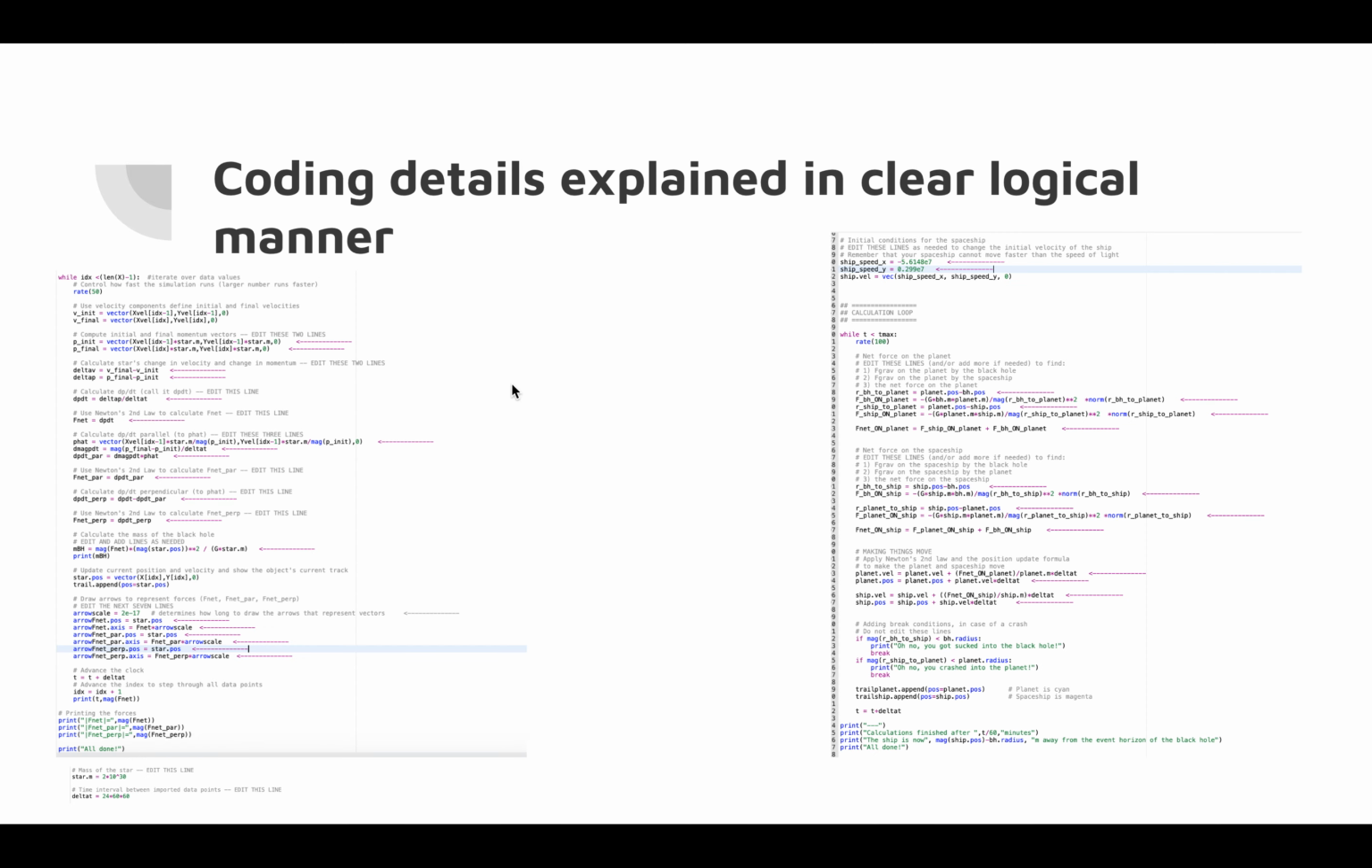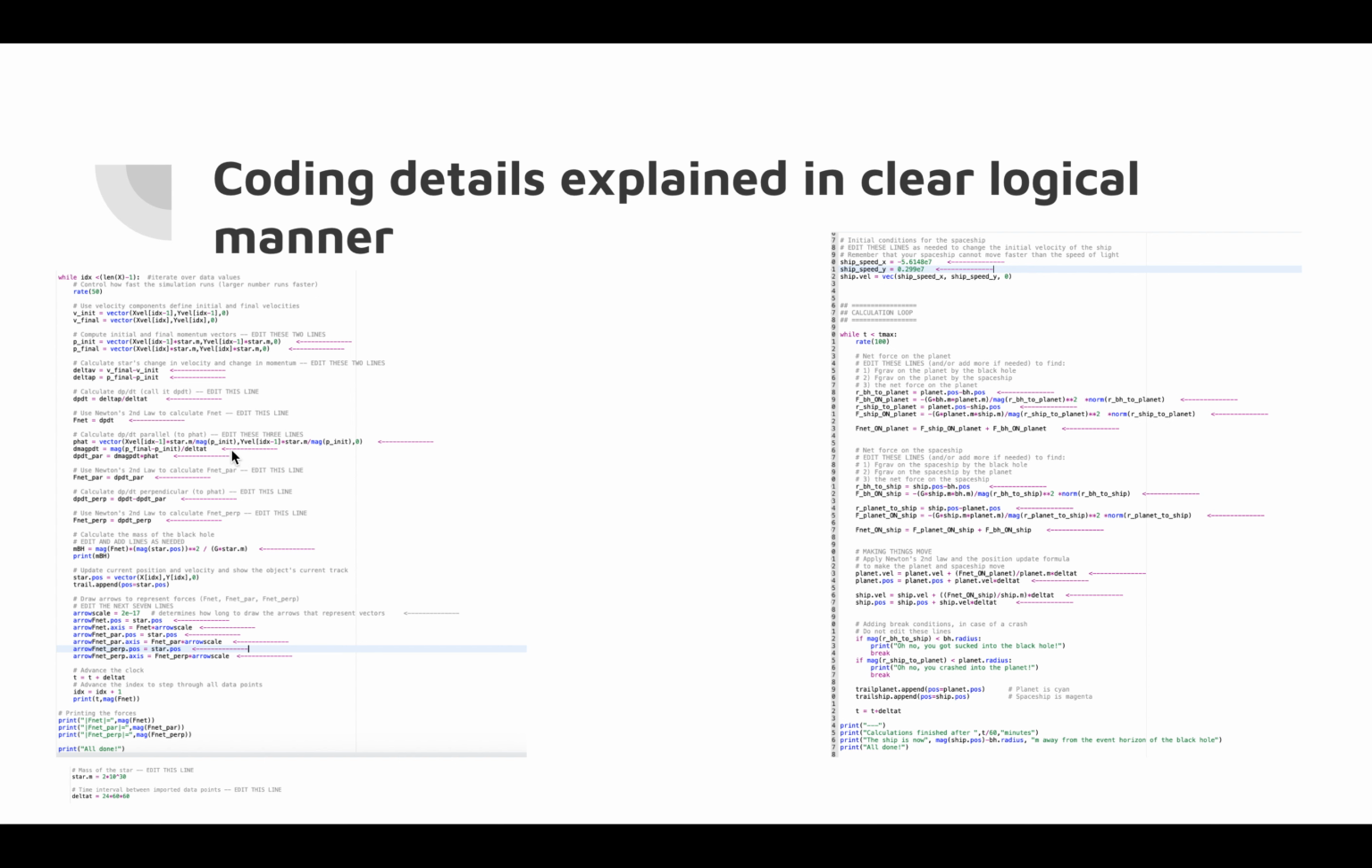So the coding details explained in a clear logical manner. On the left side is part 1 of the lab. Essentially, first we calculated the initial velocity vector, final velocity vector, initial momentum vector, and final momentum vector. Then we got delta v and delta p, and we solved delta v by v final minus v initial to get the change in velocity, and the change in momentum, which is p final minus p initial. And we know dp dt is just the change in momentum over time, which is delta p over delta t. Newton's second law, F net equals dp dt, and then we next calculated the dp dt parallel components.